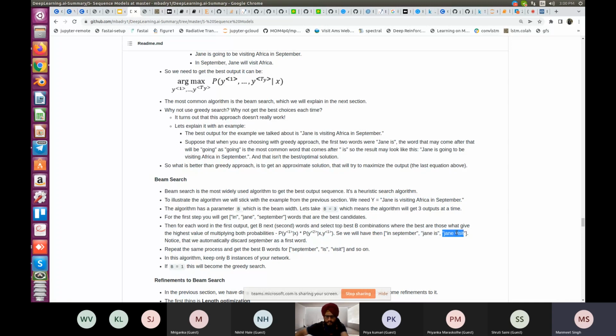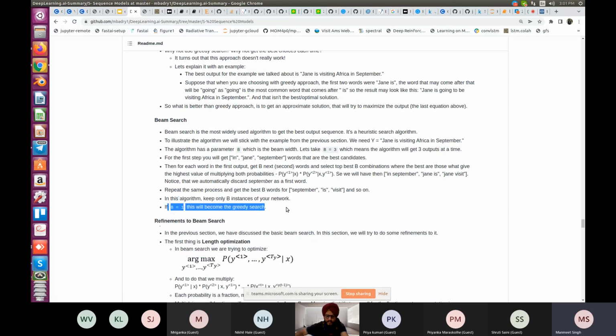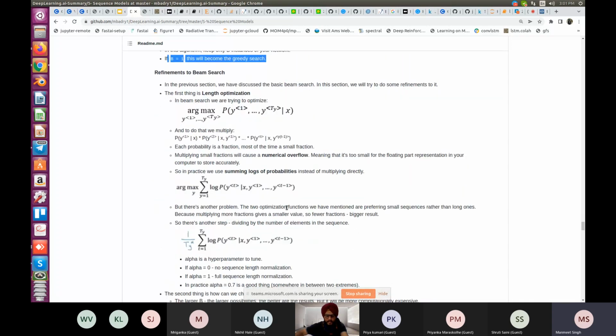Jane visit. Now if you notice this, you have discarded September as the first word. There is a high probability of Jane being the first word, but September being the first word is discarded. You repeat the same process and get the B best words for September is visit and so on. In this example, keep only B instances of your network. If B is equal to 1, your algorithm becomes greedy search.